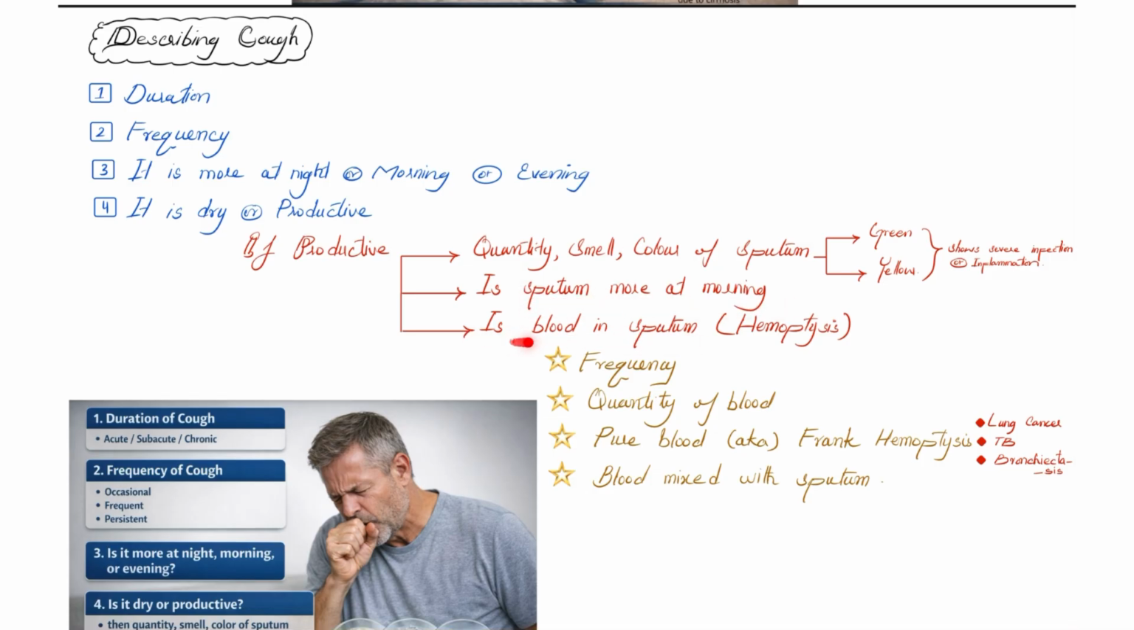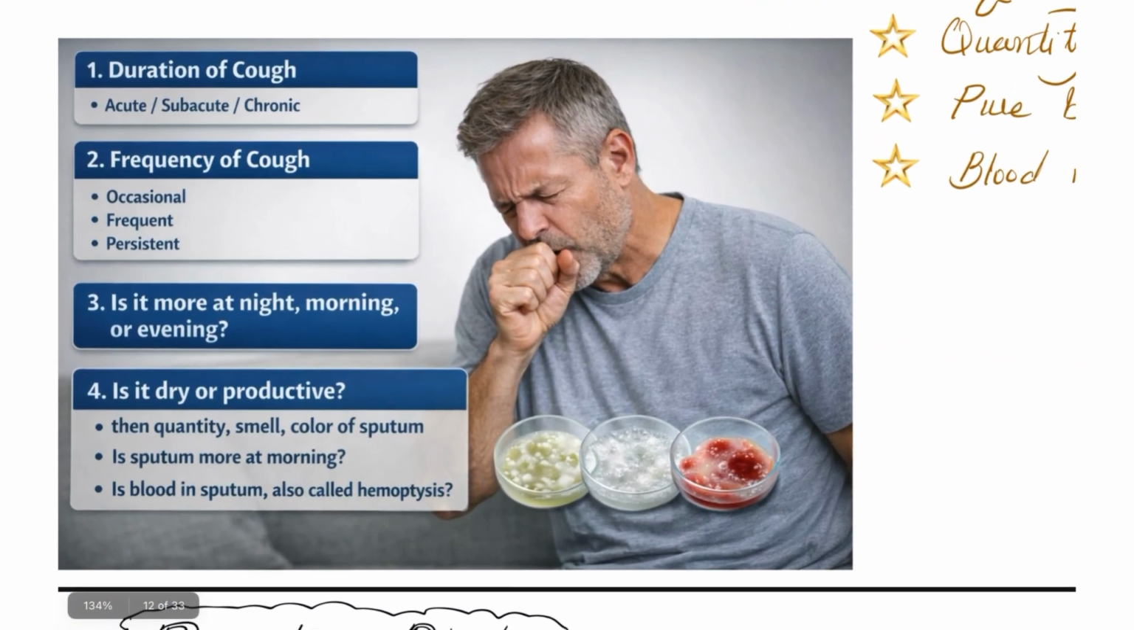Is there blood in the sputum? Blood in sputum, or coughing blood, is called hemoptysis. Then ask about the frequency of hemoptysis and the quantity of blood in sputum. Do you see any pure blood? If you see pure blood in sputum, this is called frank hemoptysis, and it occurs because of lung cancer, tuberculosis, and bronchiectasis. And then ask whether the sputum is mixed with blood, which may show that the blood is coming from the lower respiratory tract. A summary of describing cough is shown in this picture.